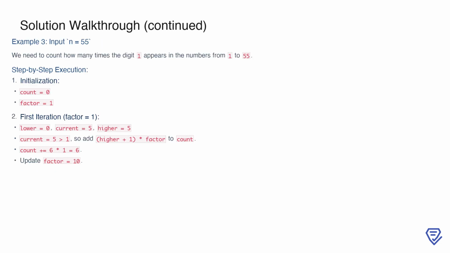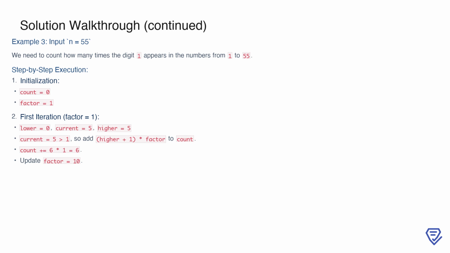Next, let's look at the example where n is 55. Our task remains the same, counting how many times the digit 1 appears from 1 to 55. We start with count initialized to 0 and factor at 1. In the first iteration, we calculate lower as 0, current as 5, and higher as 5. Since the current digit is greater than 1, we calculate the contribution using (higher + 1) * factor. This adds 6 to count, as all numbers in the ones place from 1 to 55 contribute 6 ones.